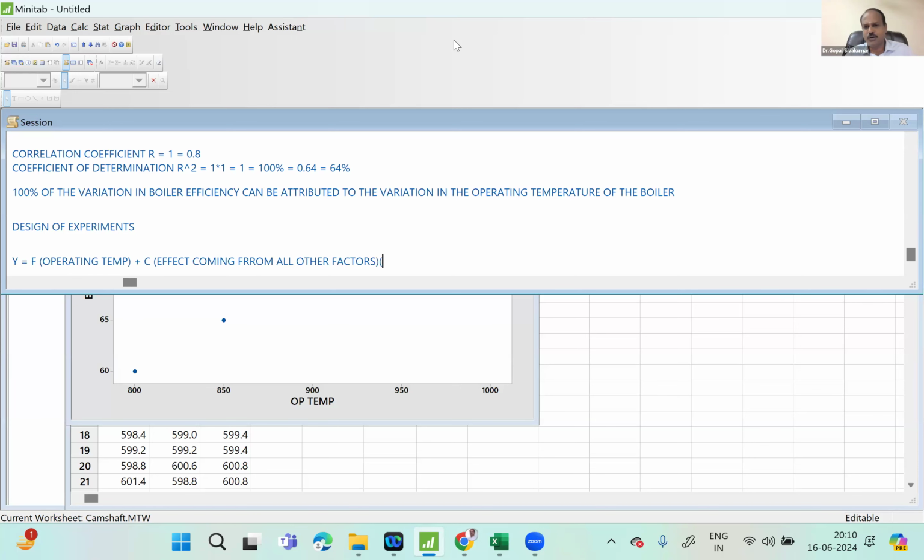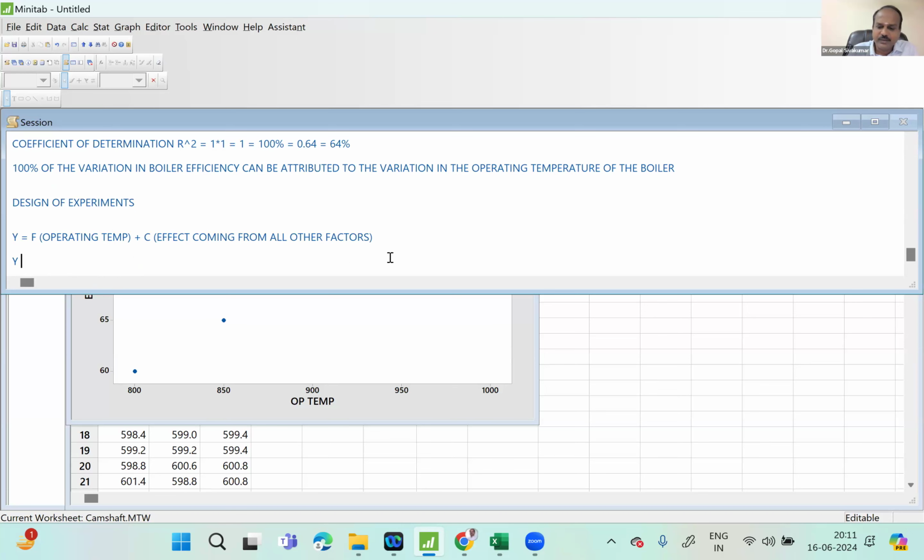The effect coming from all other factors, that's a fixed effect. Please note, that's a fixed effect. You don't have any challenge in getting the fixed effect, isn't it? But your challenge is only with the operating temperature. So this is what we mathematically express as Y equal to mx plus C. Yes or no? You might have studied, right? Y equal to mx plus C.